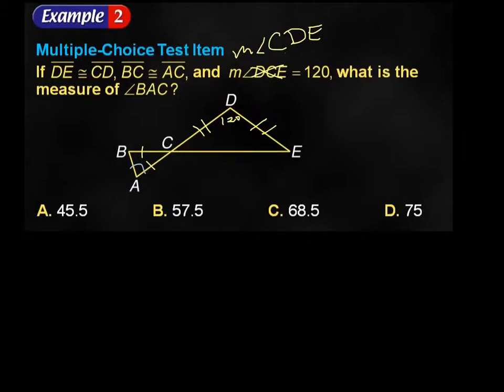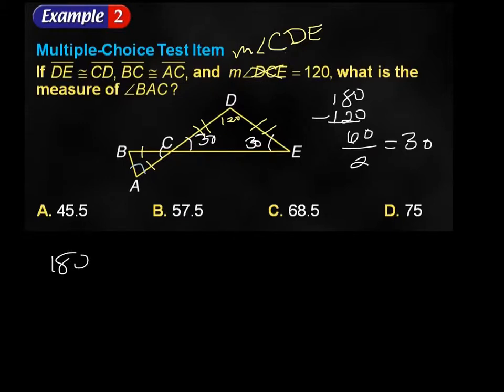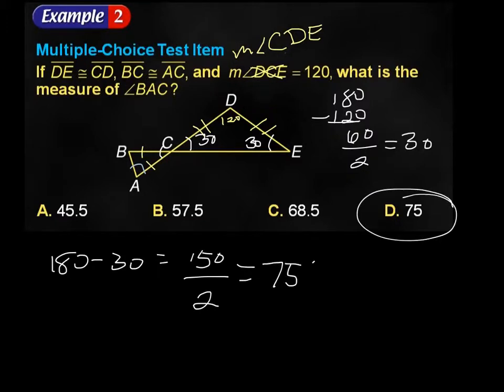So first we need to find the base angles C and E. So we take 180 minus 120 is 60. So those two angles have to add up to 60, and they're equal. So divide by 2, and they'd each be 30. So that means the vertex angle of the little triangle has to be 30 also. So we take 180 minus 30, and that gives us the sum of the two angles, A and B. So divide that by 2, and they should each be 75 degrees.